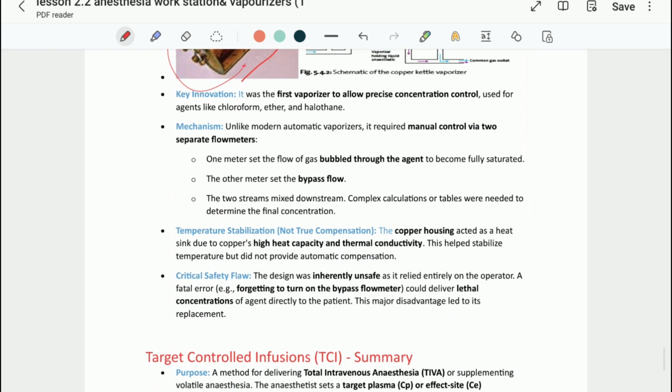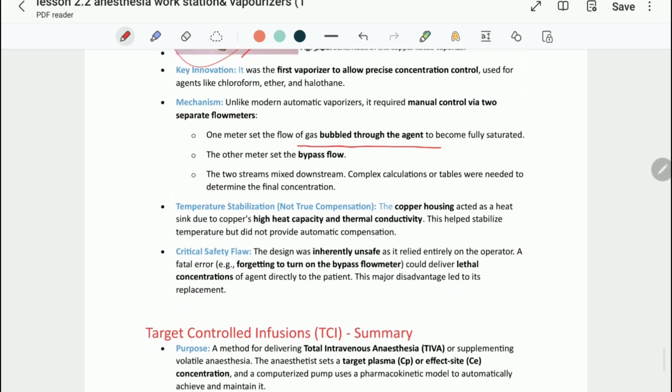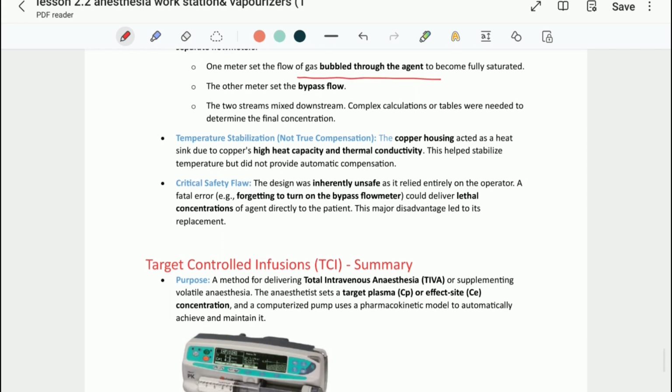One meter set the flow of gas bubbled through the agent to become fully saturated, while the other meter set the bypass flow, and the two streams mixed downstream. Complex calculations or tables were needed to determine the final concentration. It had temperature stabilization, but it was not truly compensated. The copper housing acted as a heat sink due to the copper's high heat capacity and thermal conductivity. This helped stabilize the temperature, but it did not provide for an automatic compensation.